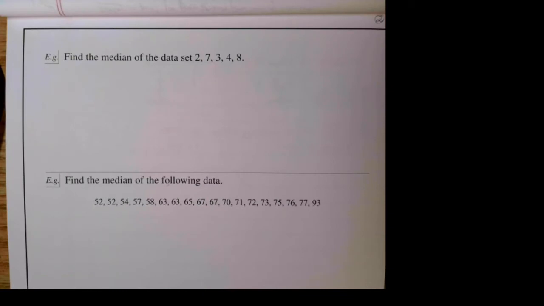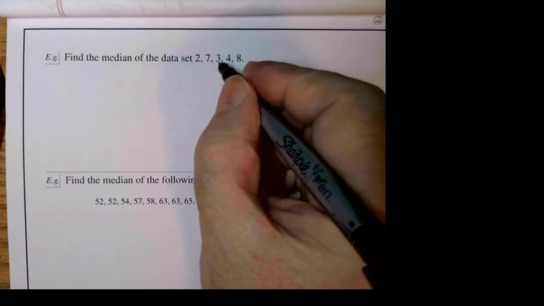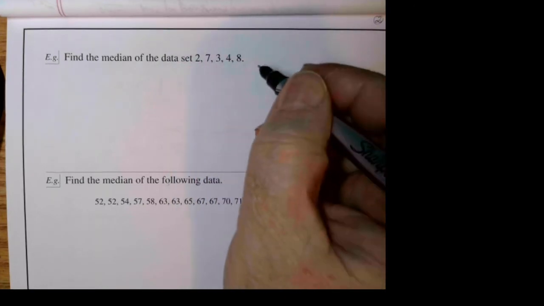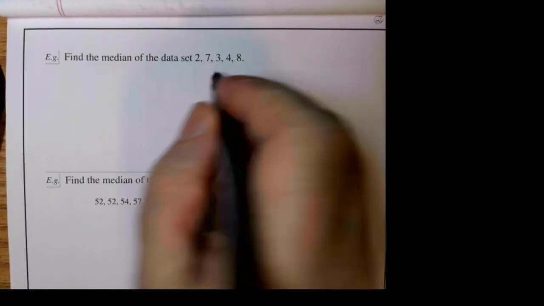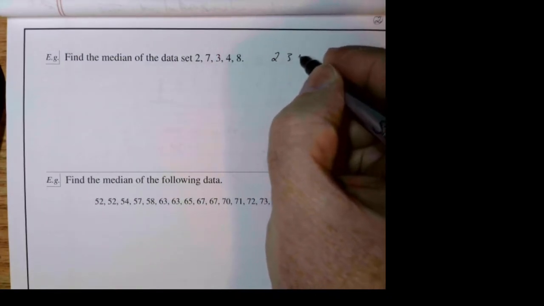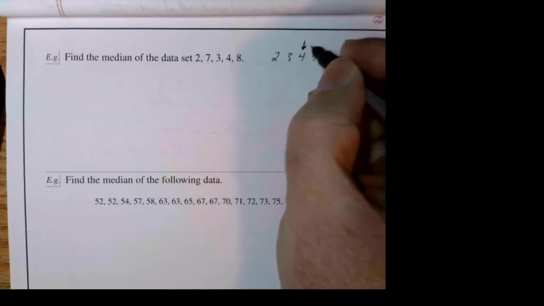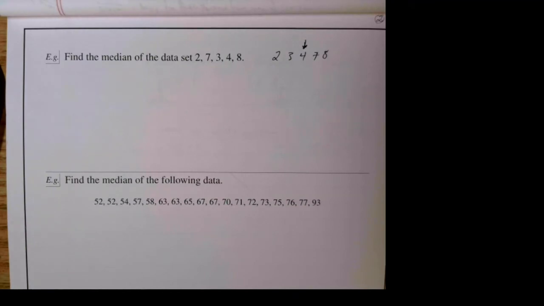Now the very first thing to do here is to make a mistake and just pick this by eye, right? The reason that's a mistake is that you haven't sorted the data in order. When you sort the data, it's 2, 3, 4, 7, 8, and it's clear now that the median is going to be 4, the middle value.